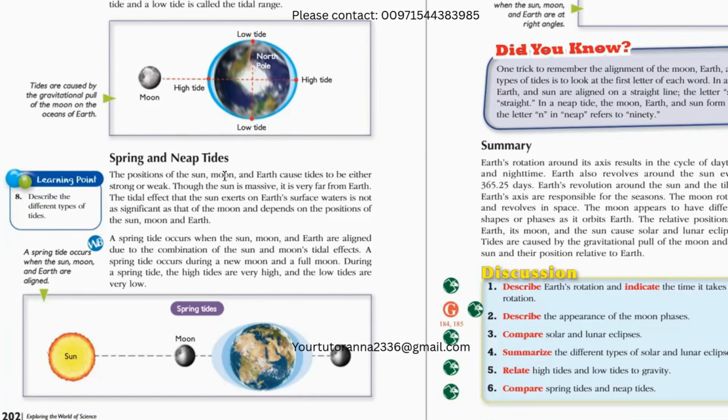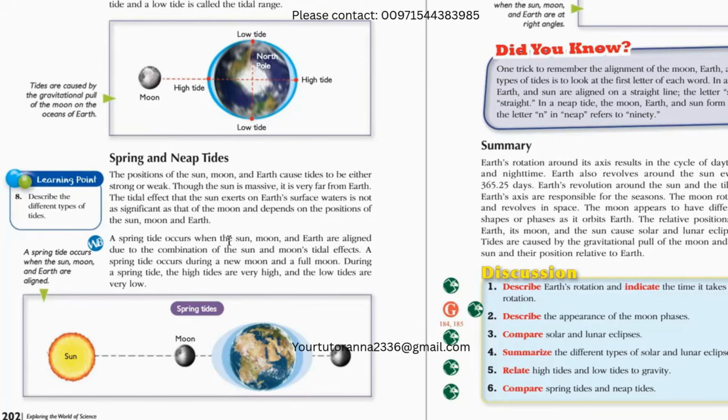Spring and neap tides. The position of the sun, moon, and earth causes tides to be either strong or weak. Though the sun is massive, it is very far from the earth. First, when we had normal tides, tidal ranges, we were concerned with the moon. But now we have the spring and neap tides. Though the sun is massive, it is far away from the earth and the effect is very little. So it's not that significant, and that's why we don't consider it as much.